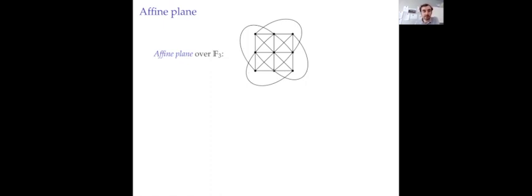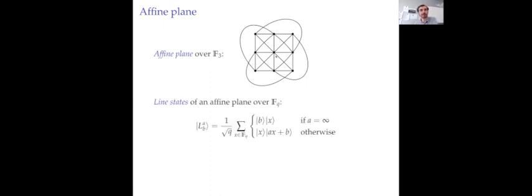But because we work modulo 3, these lines wrap around like this. Okay, so this is the affine plane. You can generalize it in the obvious way. And so what we can do now is make quantum states that represent the lines in this plane. I will call these the line states.